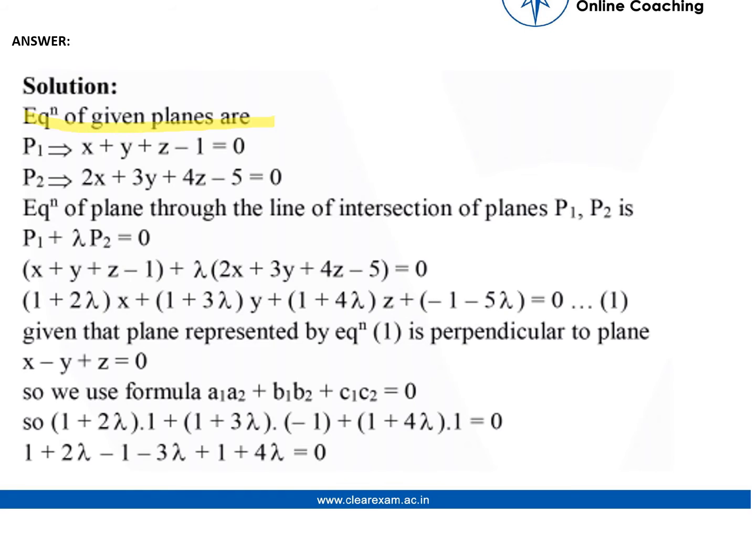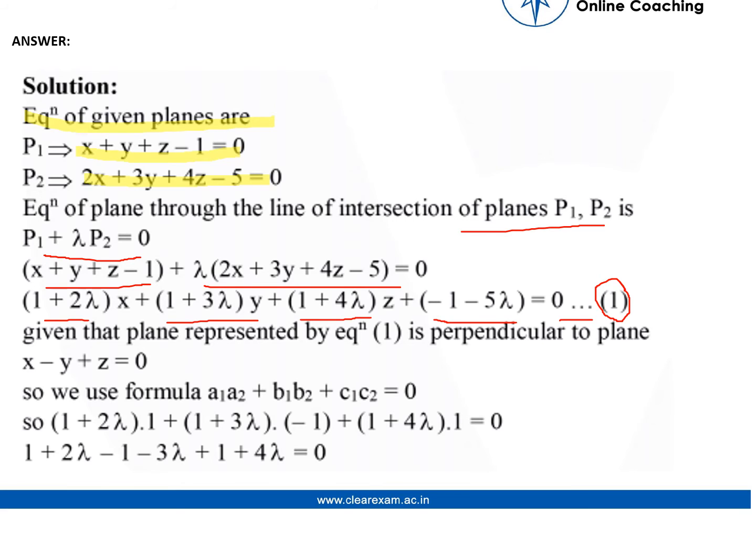The equations of the given planes are P1: x + y + z - 1 = 0, and P2: 2x + 3y + 4z - 5 = 0. So the equation of the plane passing through the line of intersection of planes P1 and P2 is P1 + lambda P2. By rearranging the variables we get (1 + 2 lambda)x + (1 + 3 lambda)y + (1 + 4 lambda)z + (-1 - 5 lambda) = 0. This is our equation 1.